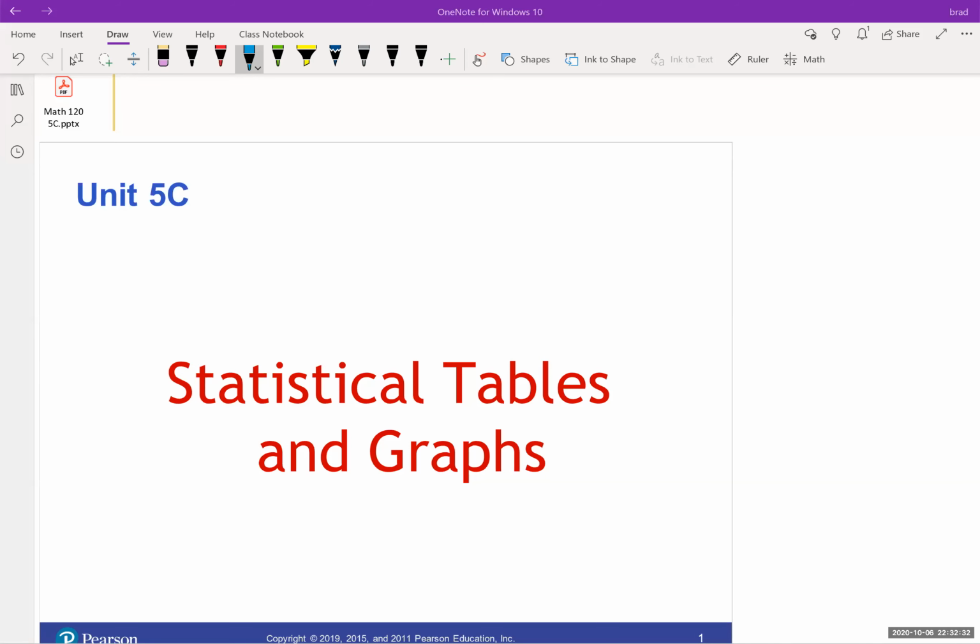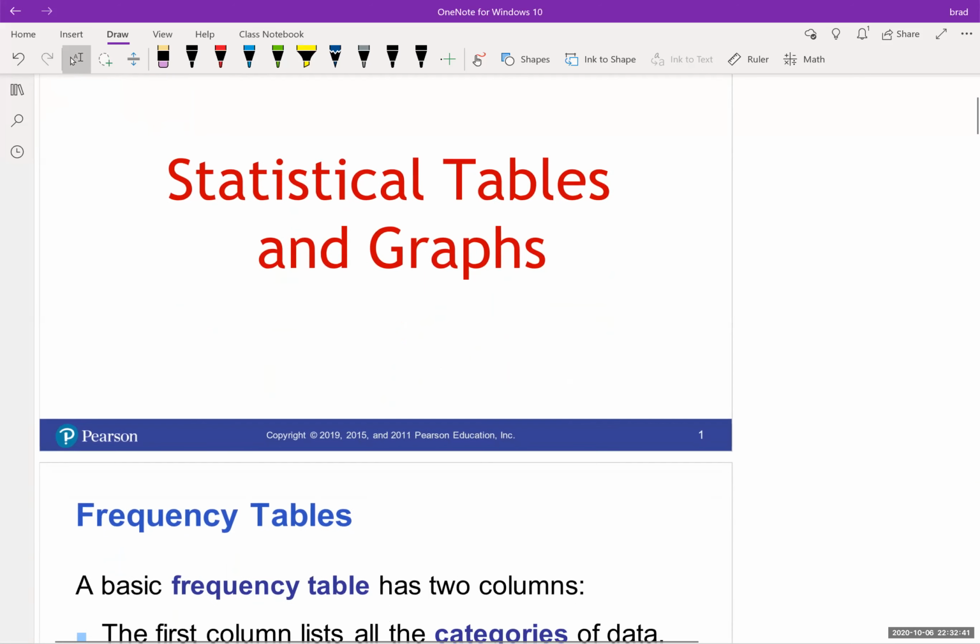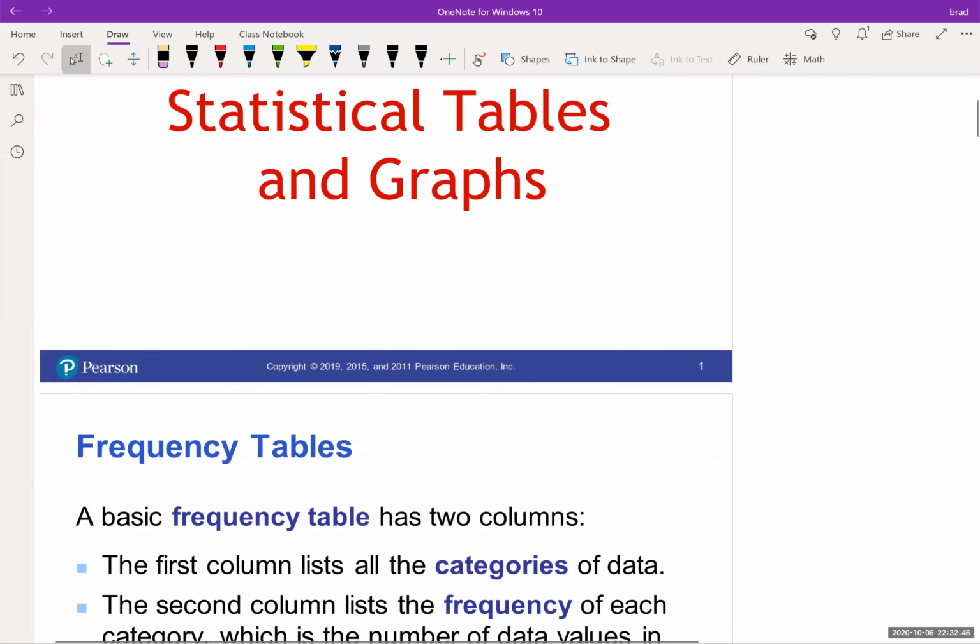Okay, guys. So in Unit 5C, we're going to talk about statistical tables and graphs. And this is a pretty nice section. I think most of you will like it. It doesn't cause too many problems, and it actually makes sense. It's trying to get you a little bit better at reading tables and graphs.